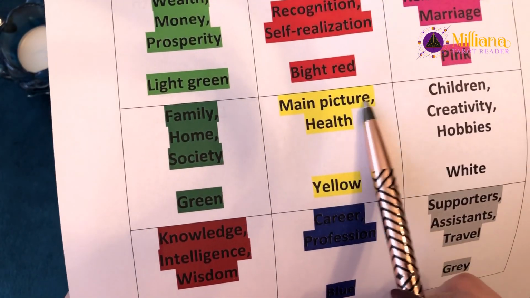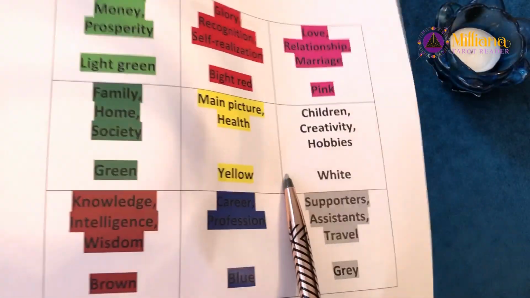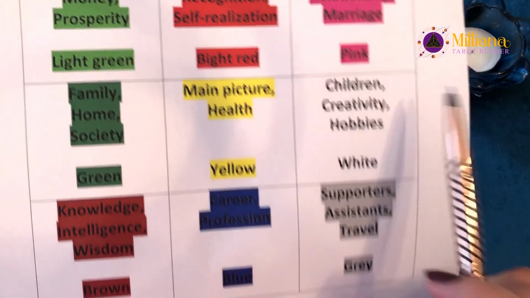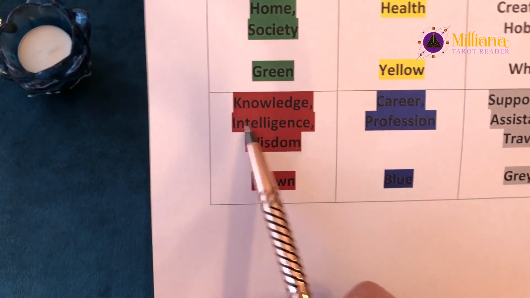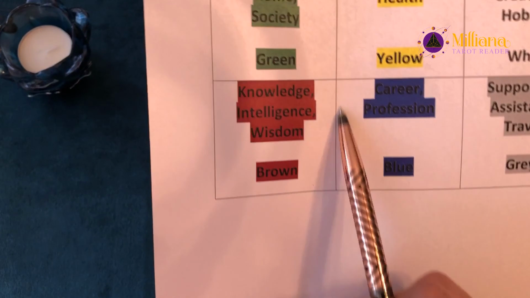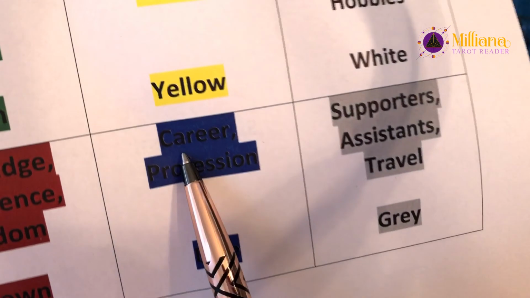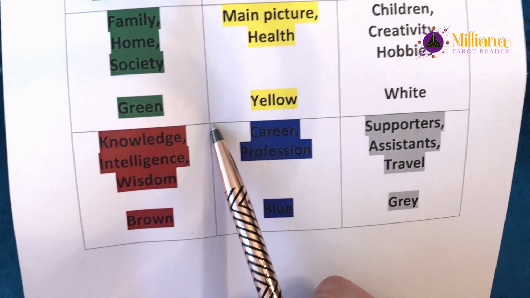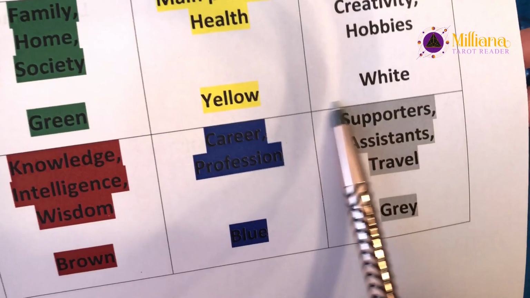The center is your main picture, Health. It has to be yellow. Sixth section, Children, Creativity, Hobbies, white. Seventh, Knowledge, Intelligence, Wisdom. It has to be brown, the whole section. Eighth, Career, Profession. It has to be blue. And the last one, Supporters, Assistance, Travel, a gray section.